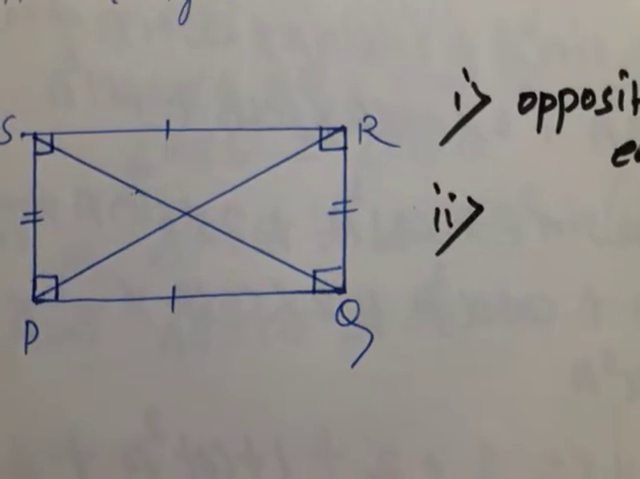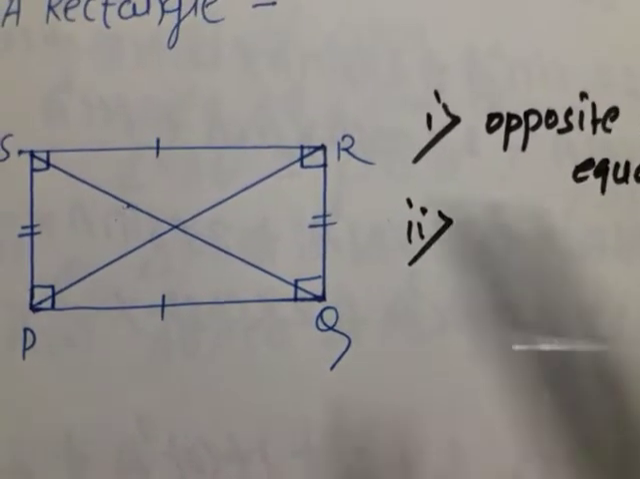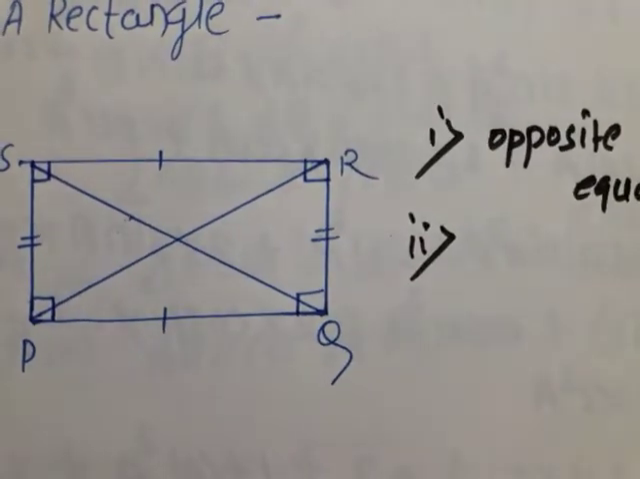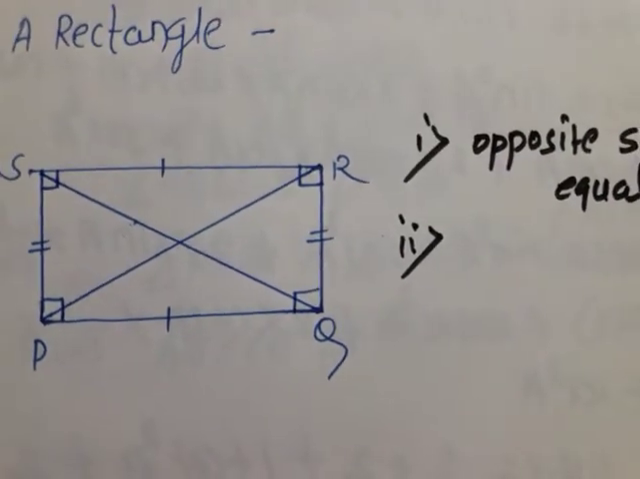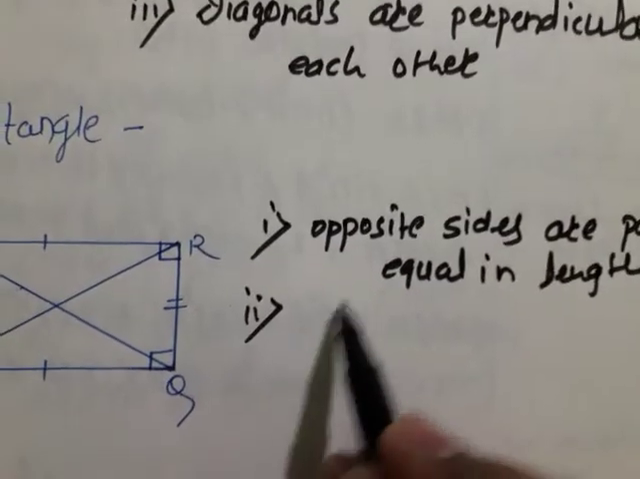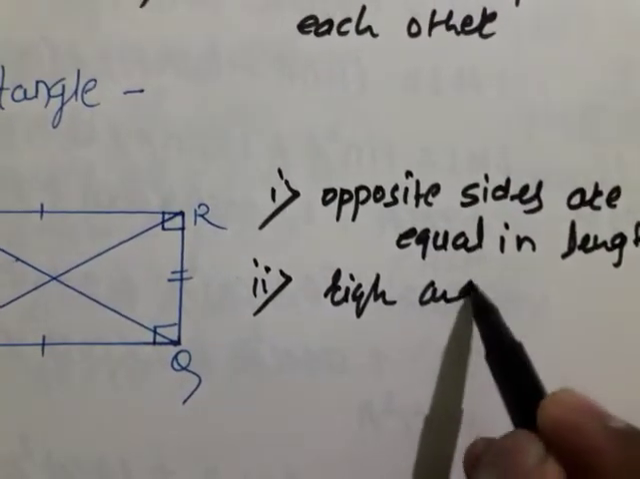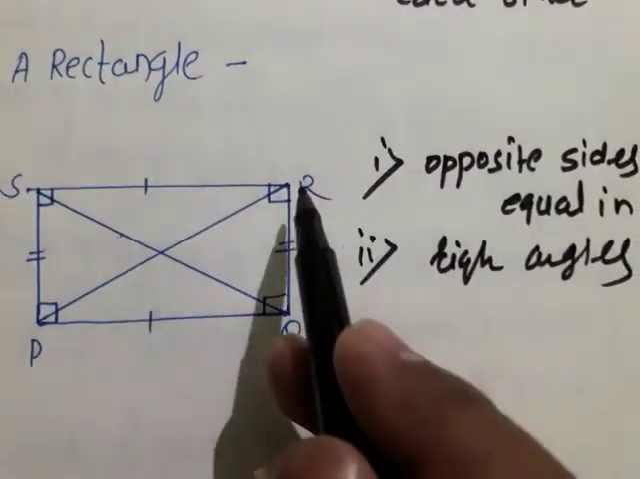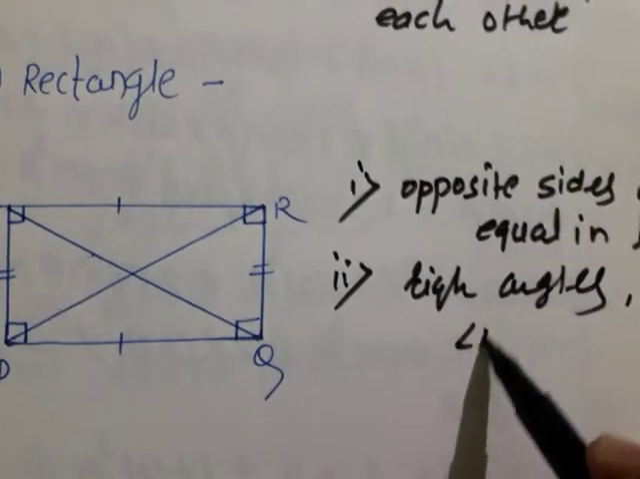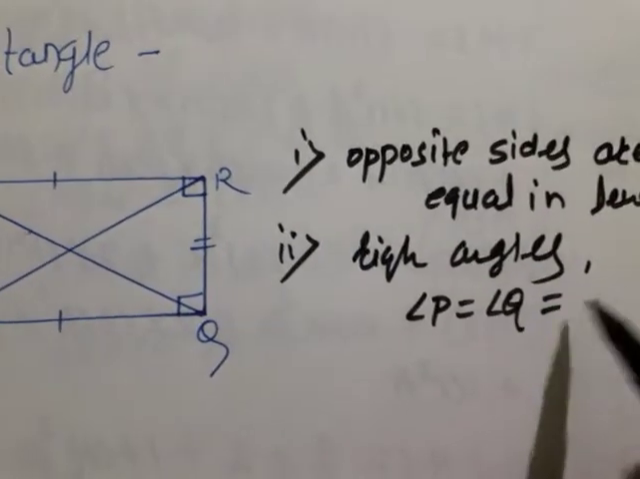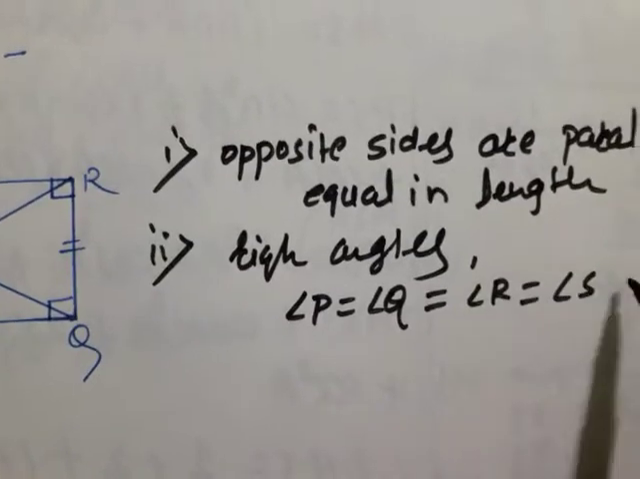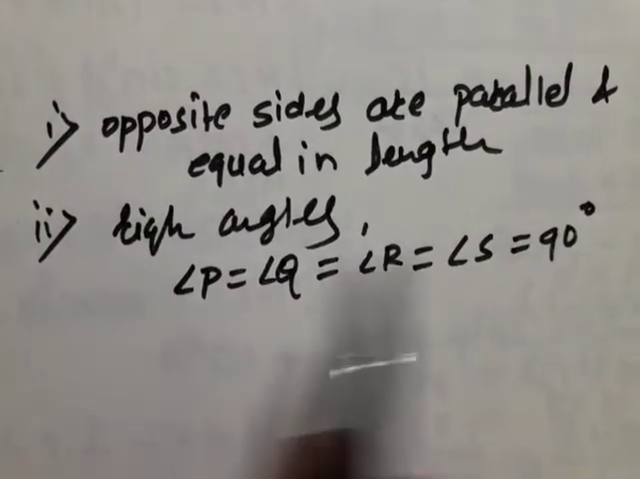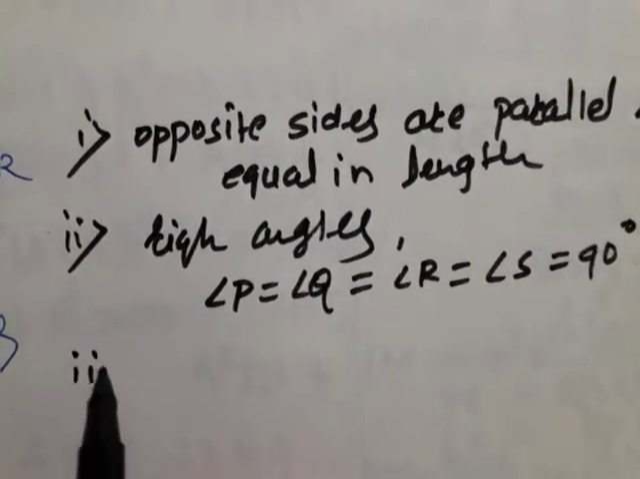All angles are right angles, that is equal in measure. If you see opposite angles also, and all angles, you will come to know that all angles are right angles, means all angles are equal in measure. Right angle means, look here, angle P is equal to Q is equal to R is equal to S is equal to 90 degree. All angles are right angles, means equal in measure. यानी कि measurement क्या होती है उसकी same होती है.